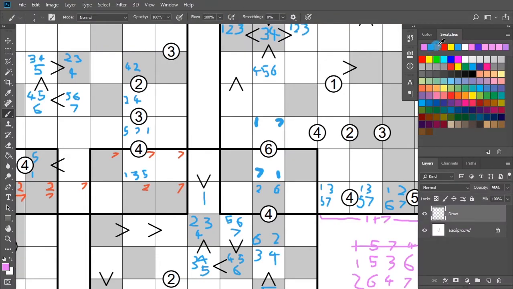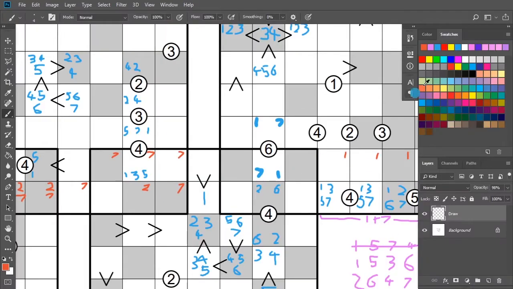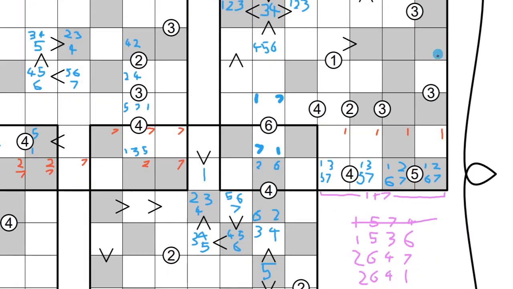Let's put it in. I know I'm supposed to have some better notation than marking things that can't be numbers and whatever, but whatever. So now one is there. Oh, I mean, the one could be there. One could be in one of those three.